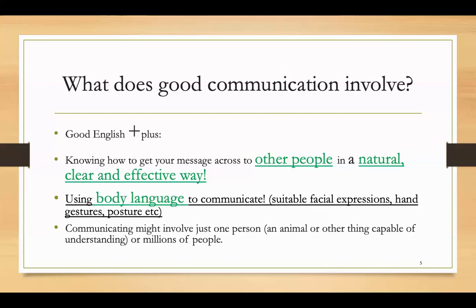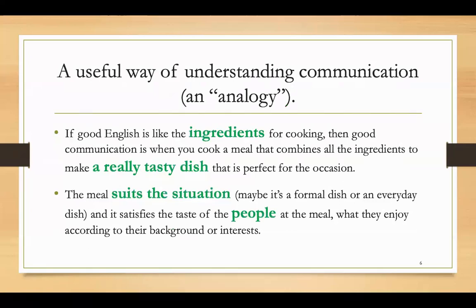Now we're going to move on to a useful way of understanding communication. That's called an analogy, when we say that communication is like something else that we already know about. If good English is like the ingredients for cooking, then good communication is when you cook a meal that combines all the ingredients to make a really tasty dish that is perfect for the occasion. The meal suits the situation.